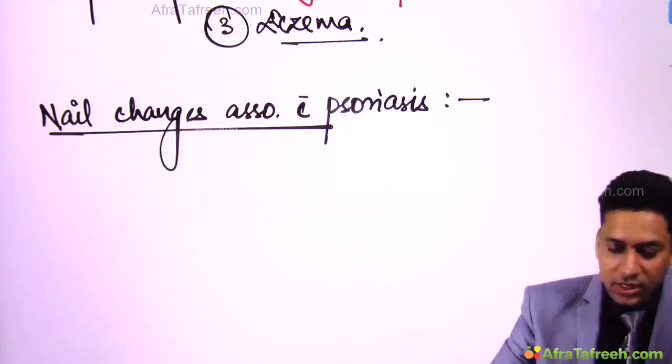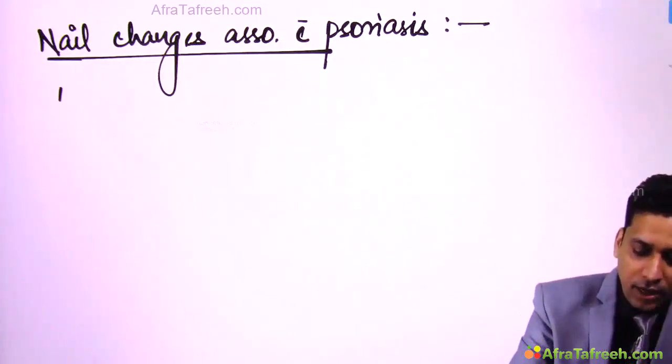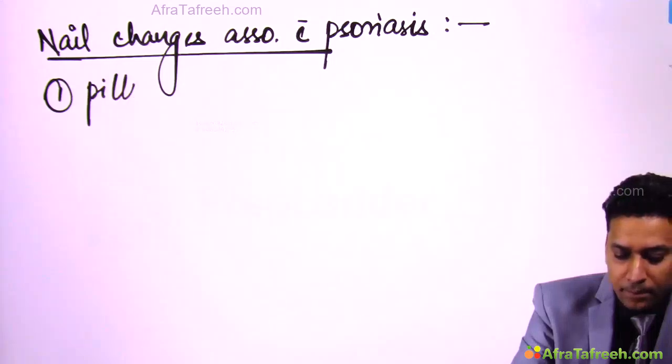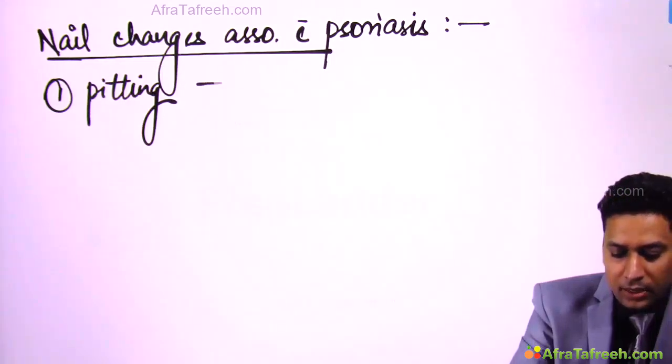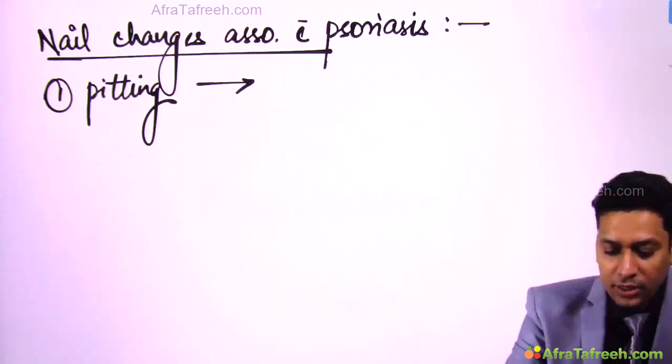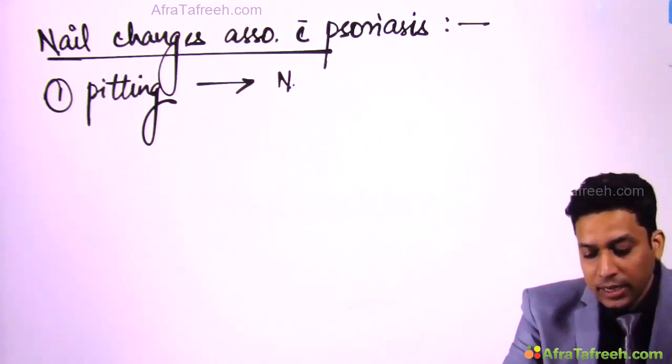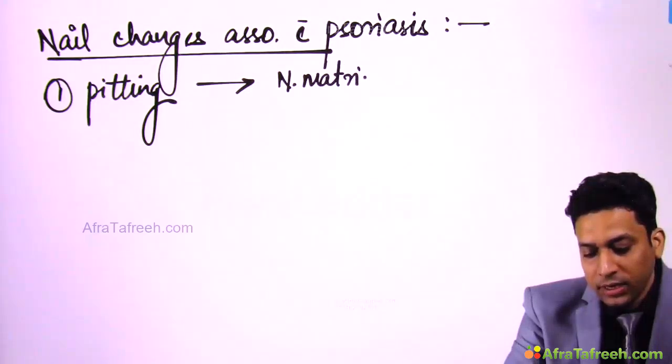So nail changes associated with psoriasis are, one I already told you, pitting. And what is the reason for pitting? I told you it is due to defect in the proximal nail matrix. So it is due to defect in the nail matrix.